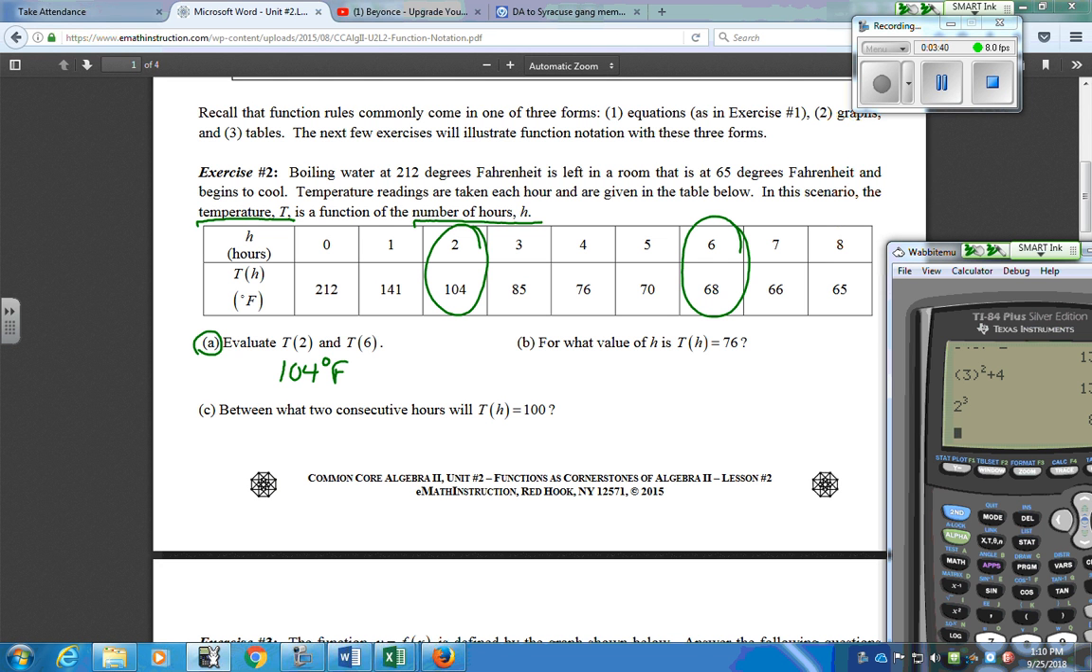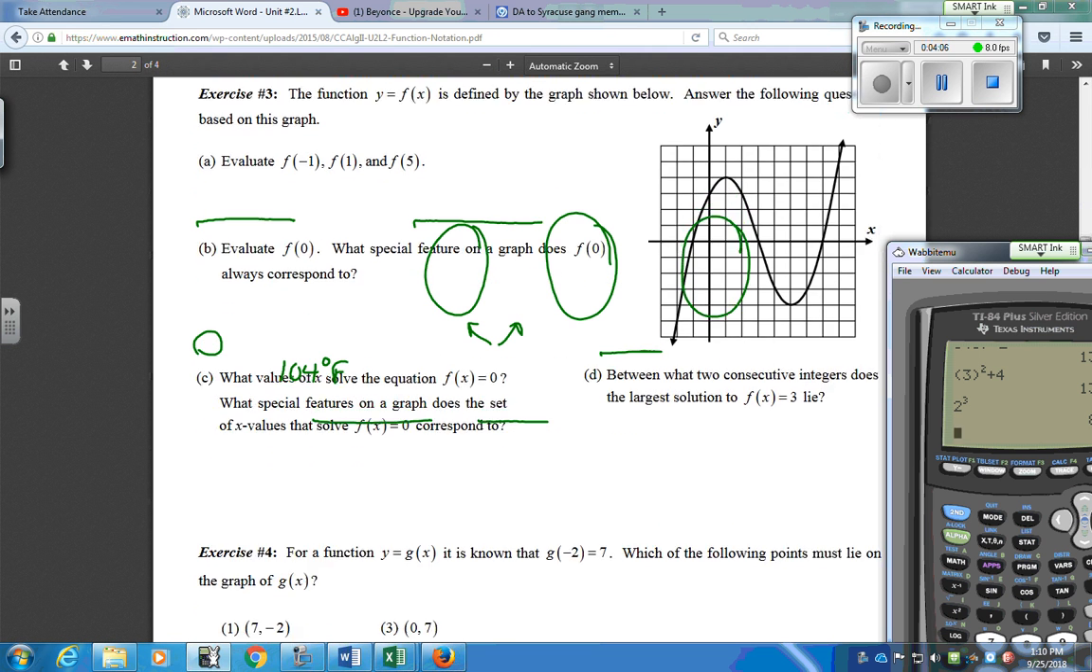Now they can also go backwards: you can find which value of H, hours, gives you 76. Well, you can find that value in the table as well. So sometimes people think the tables are the easiest. And then for C, at what 2 consecutive hours is the temperature 100? Well, it's going to happen somewhere between 2 and 3. I'm not going to write all those down. I'm just going to go through it quickly.